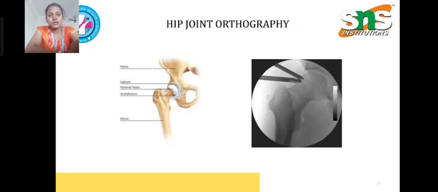The complication is that the patient may have slight pain at the insertion site. Inflammation may occur due to the contrast which has been injected into the patient's joint cavity.